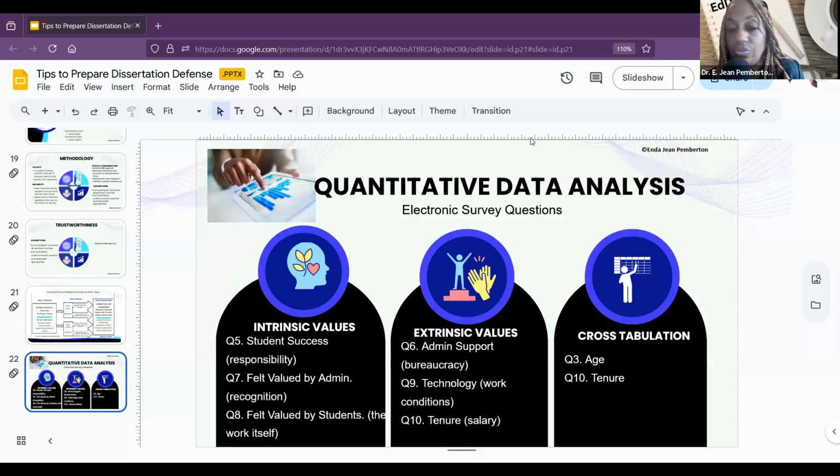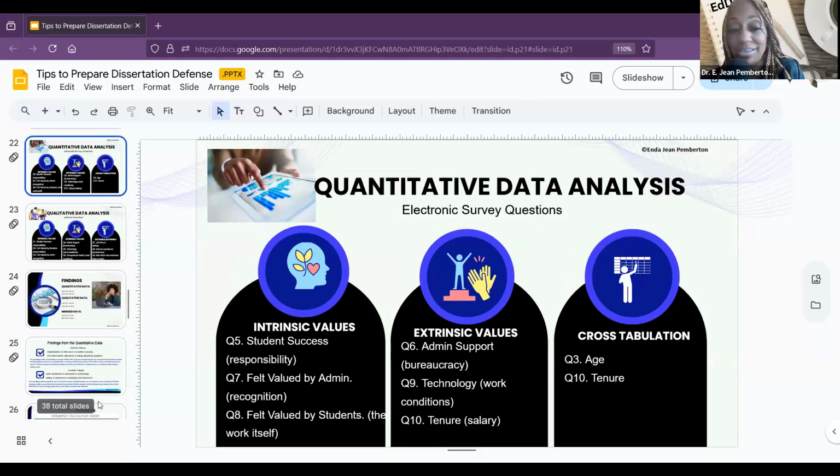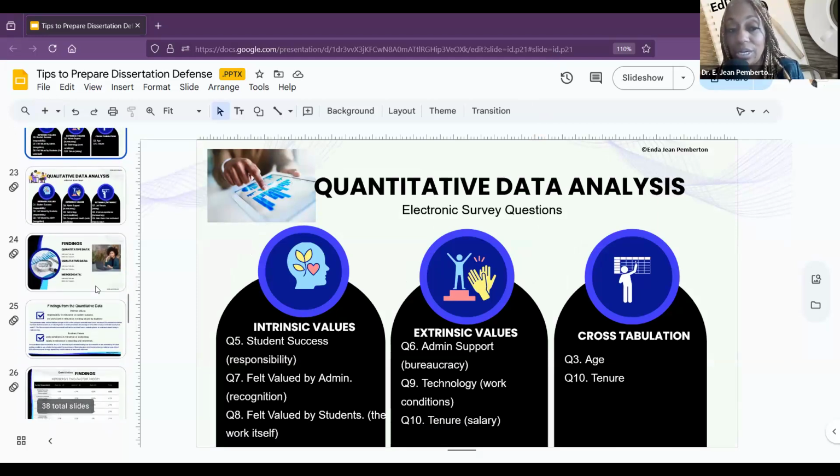My questions Q5, 7, 8, Q6, 9, and 10. So, of course, quantitative data for intrinsic and extrinsic values, and then the cross tabulations. My committee chair and committee members understood when I talked about cross tabulation because, again, they lived within my dissertation process. They understood the information related to that.